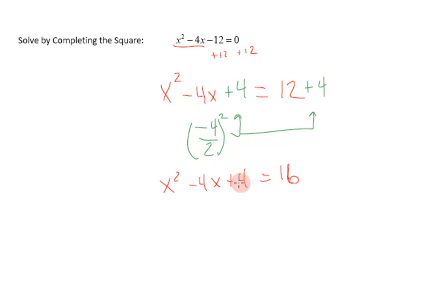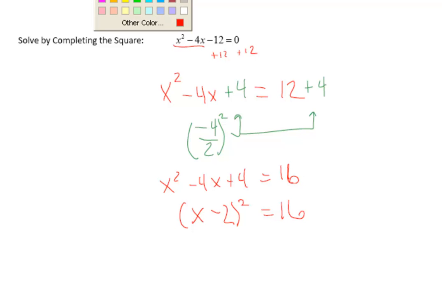Now the reason why we added this 4 is so that we could complete the square into this right here. Now right here is what's going to go right here. Negative 4 divided by 2 is negative 2. That's why I wrote that. It's what number multiplies itself to get the 4, what number adds itself to get the negative 4.